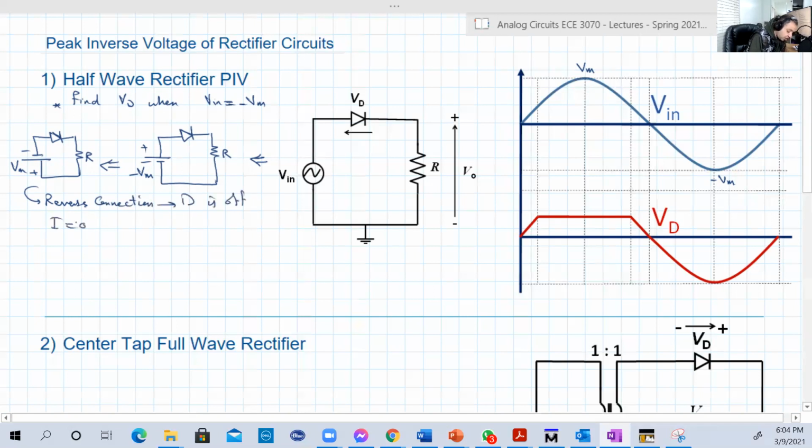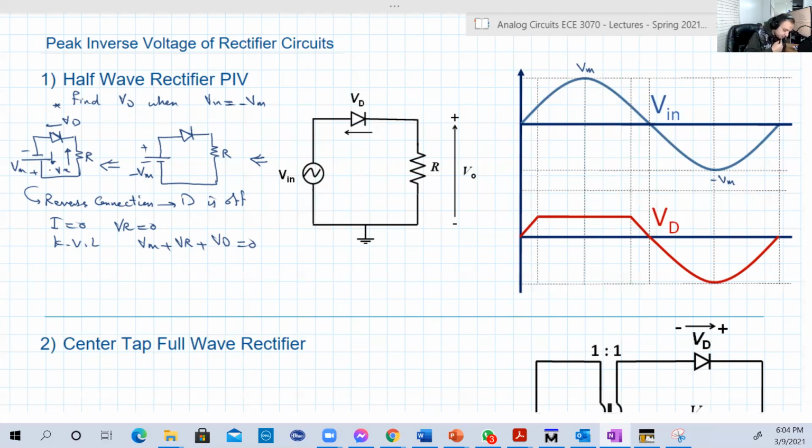And the current is equal to 0. So VR equals 0. Here is VR, here is VD. So let's, from Kirchhoff, calculate the VD. So from Kirchhoff voltage law, Vmax plus VR plus VD equals 0. Look, guys, all of them are circulated with the same rotation. All of them are counterclockwise. VR is 0, and Vmax is just a constant. So from this, VD equals minus Vmax.